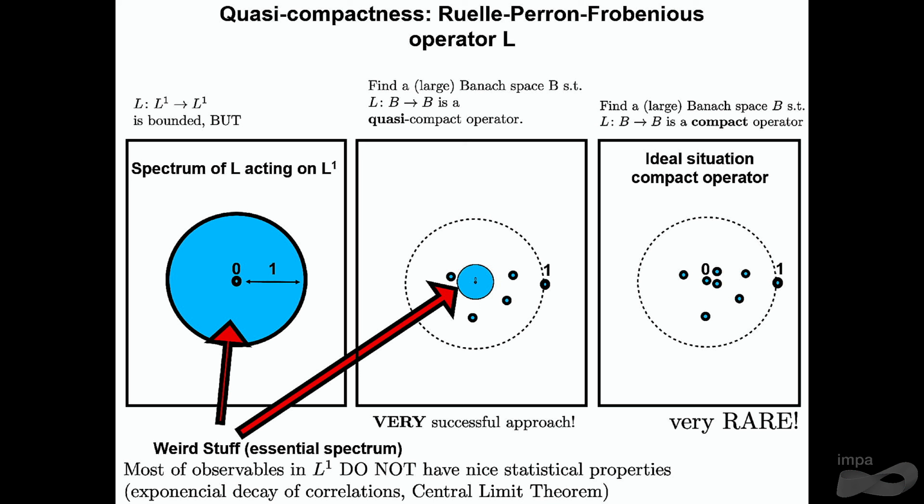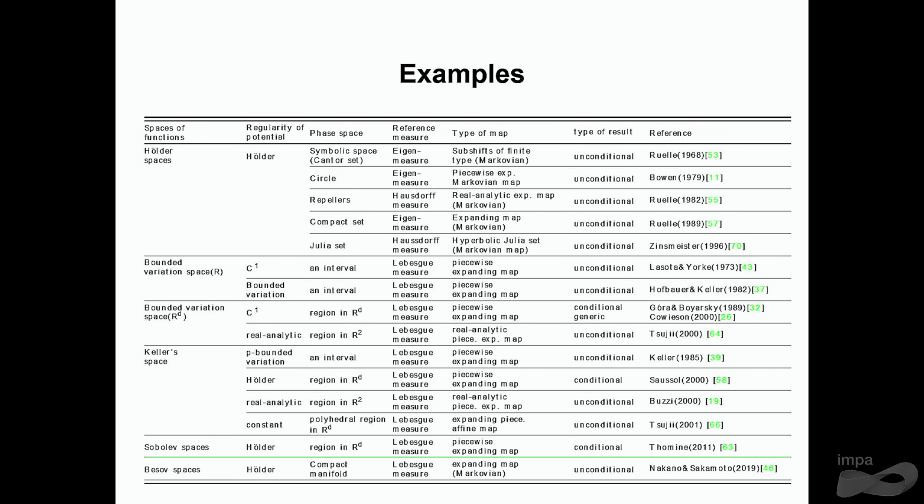So this is an extremely successful approach to study piecewise expanding maps. And just to give a concrete example, if you pick C^(1+α) expanding maps of the circle, that is the most classical example of this, and you pick the Banach space to be the space of β-Hölder functions, then the action there is a quasi-compact operator. Okay?